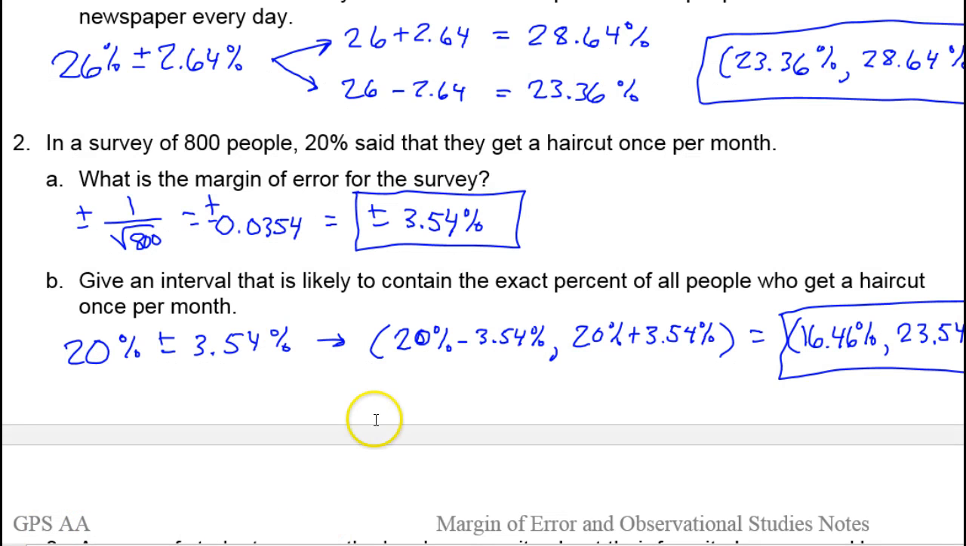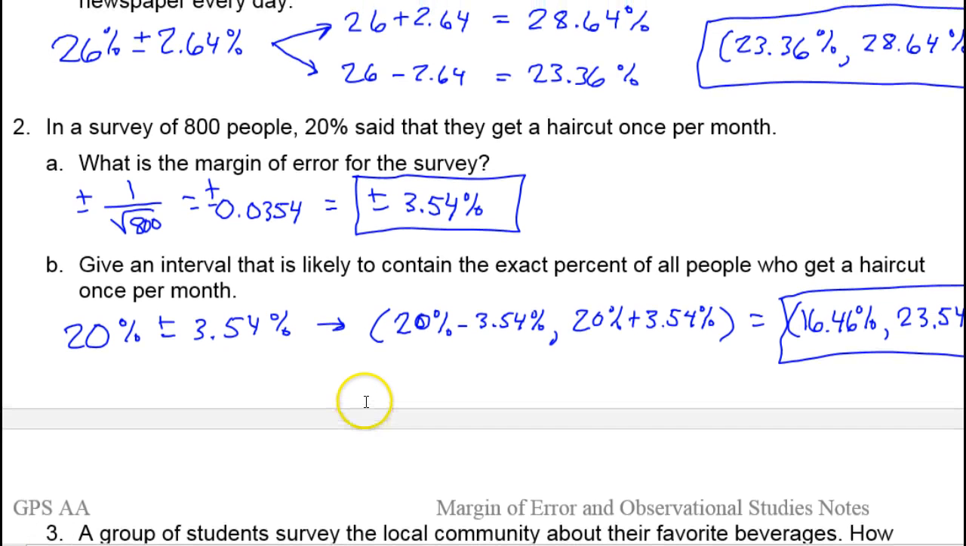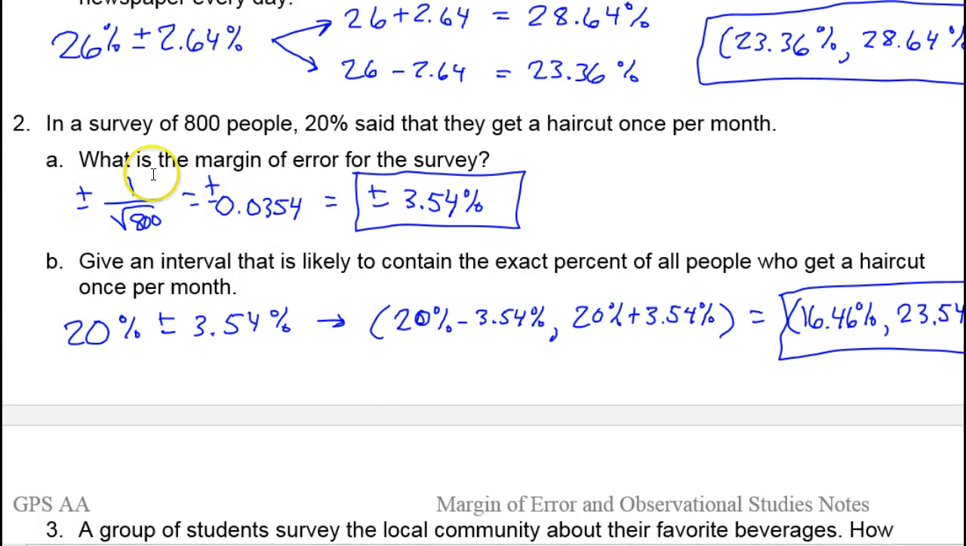All right. Is this what you guys got for number 2? All right. So you should have done plus or minus 1 over the square root of 800. That should have given you plus or minus 0.0354. Remember about rounding. Remember if the next number is 5 or higher, you need to round up. That's going to be really important in this unit. So remember to always round properly.